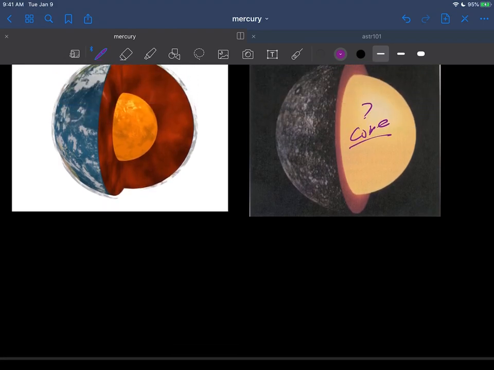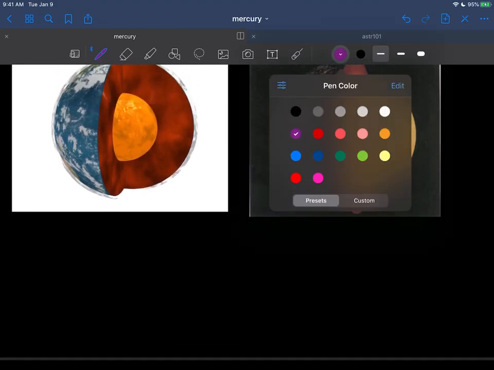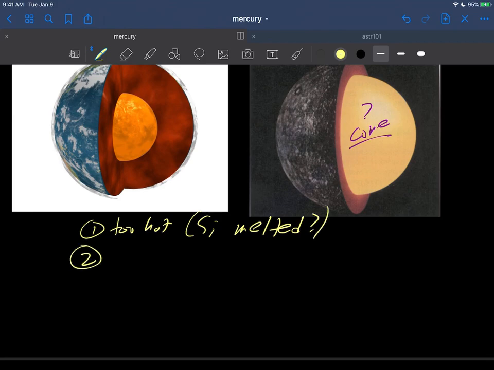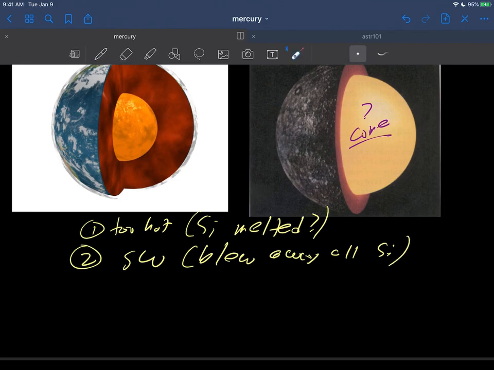Okay, so the question is, well, how did that happen? How did Mercury become sort of an all-core planet based on that density? Well, there's a couple of theories. The first theory is that it was just too hot because it's so close to the sun, and maybe all the silicates and lighter things melted. Could be. Number two, remember there's the solar wind. Maybe that just blew away all the silicates and lighter elements. That could be too. We discussed that with the nebula hypothesis, that in general the solar wind did kind of clear out the inner solar system of these lighter materials.